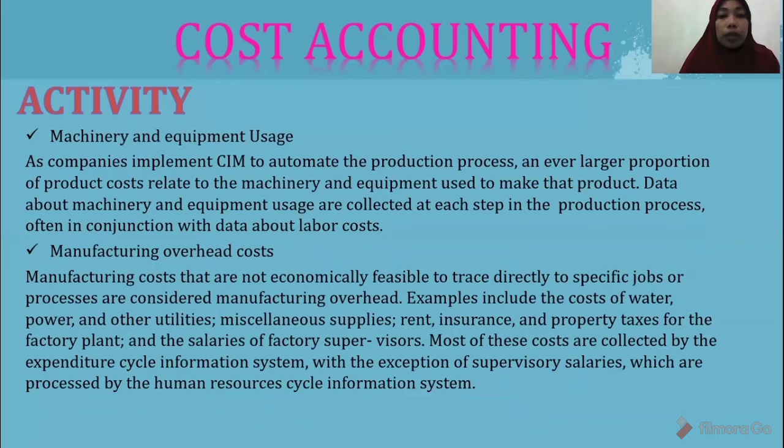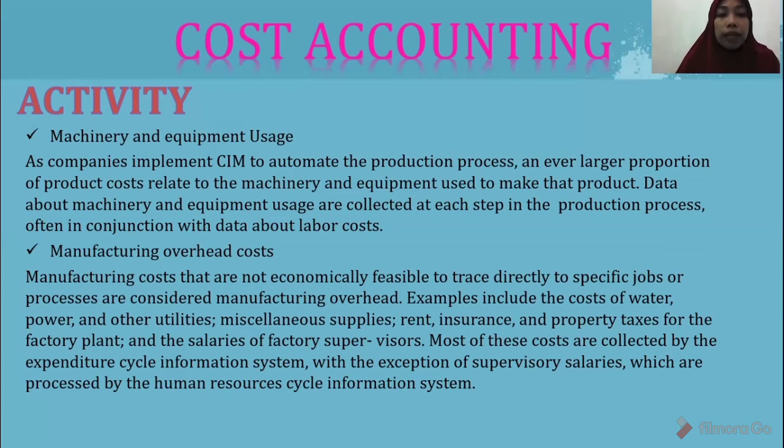Machinery and equipment usage. As companies implement automation of the production process, an ever larger proportion of product costs relates to the machinery and equipment used to make the product. Data about machinery and equipment usage are collected at each step in the production process, often in conjunction with data about labor costs.